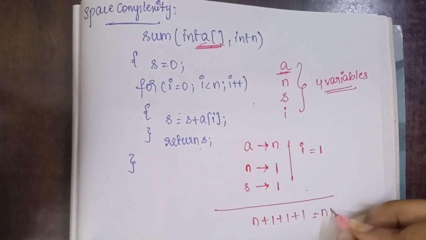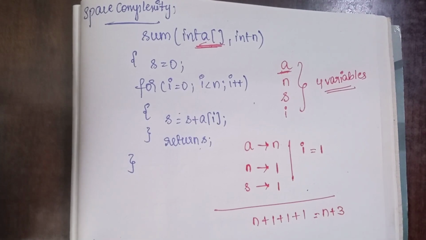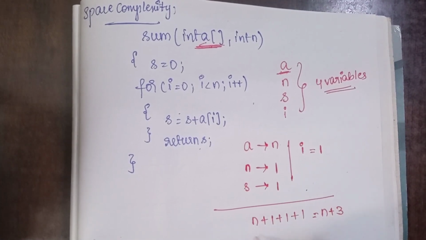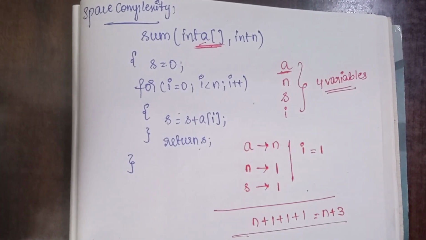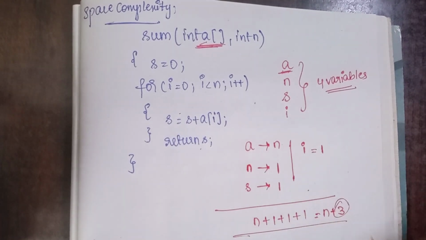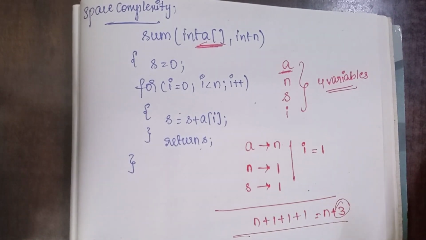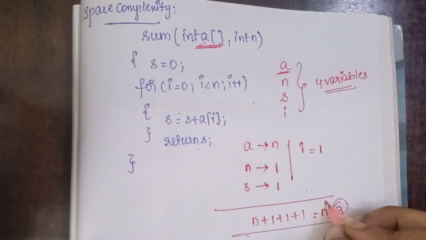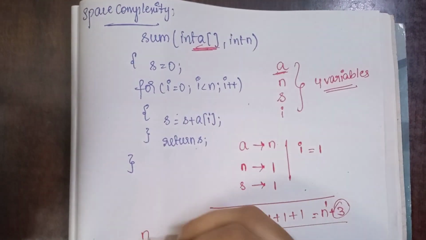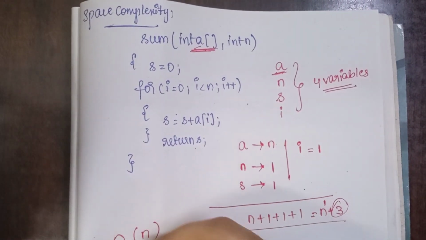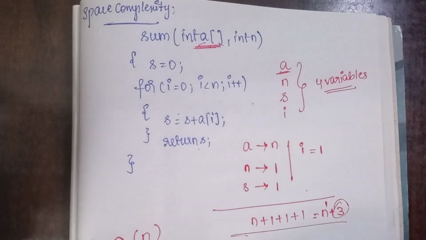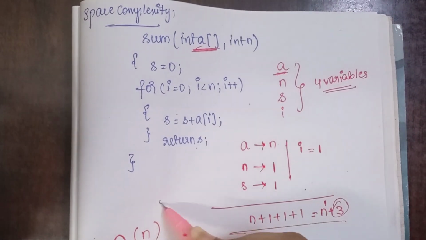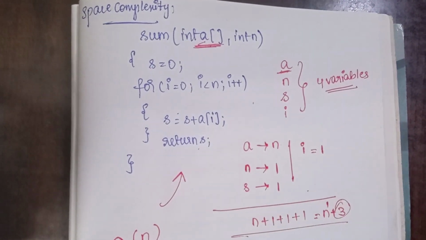This is n plus 3. Now you need to follow the rules, which means what? 3 is a constant. You will not consider it. So n power 1. So if you are considering n, then your order will be n. So the space complexity will be of n for this particular algorithm.